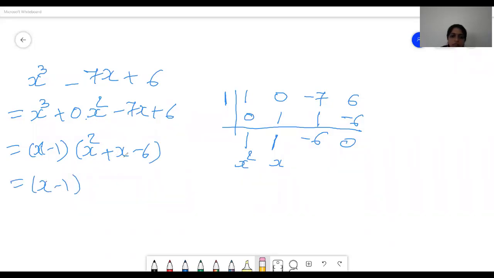The factor of x square plus x minus 6 is x plus 3, x minus 2. 3 2s are 6. Yes, subtraction. So one sign is positive, other sign is negative. And we want a plus sign. So the plus is on the bigger value. So this is the factor of this given equation.